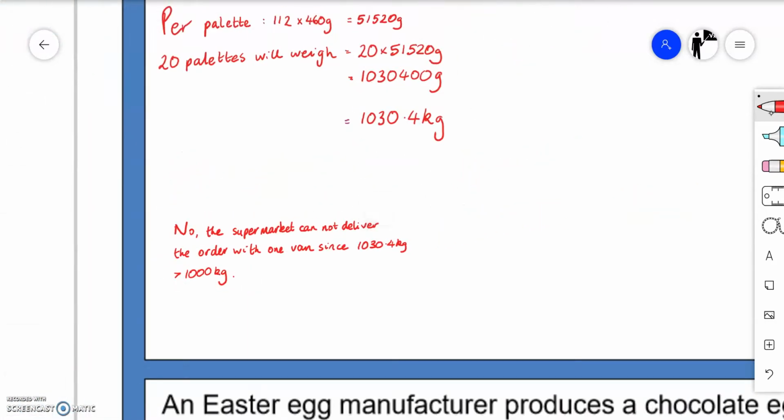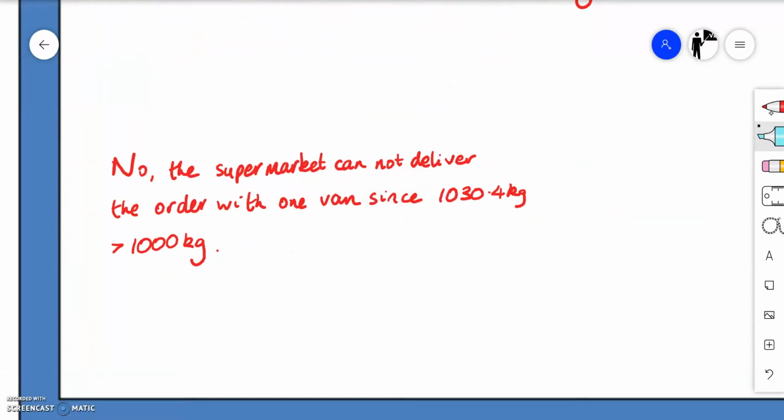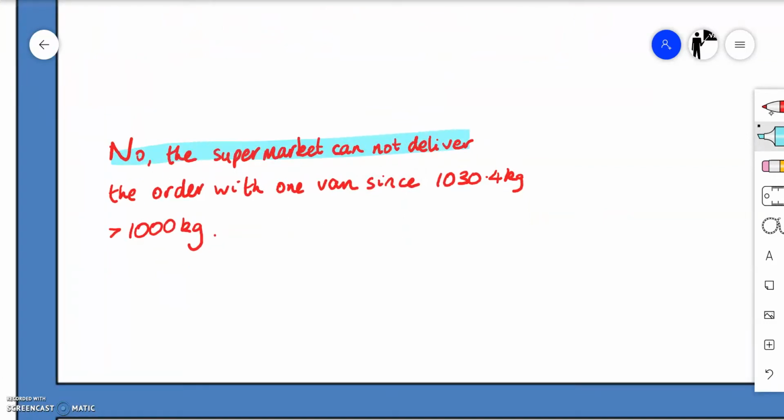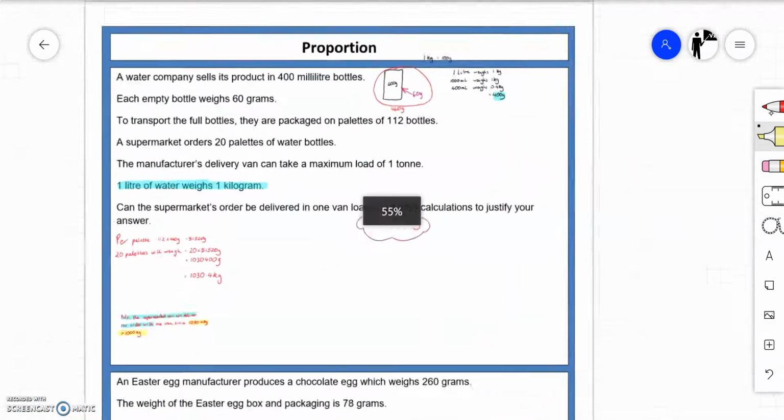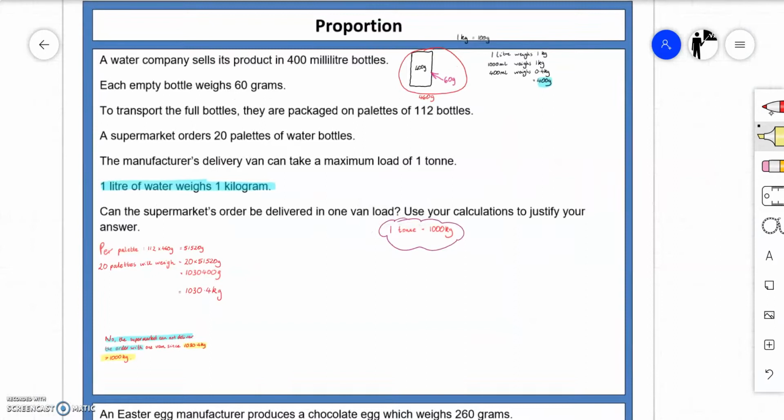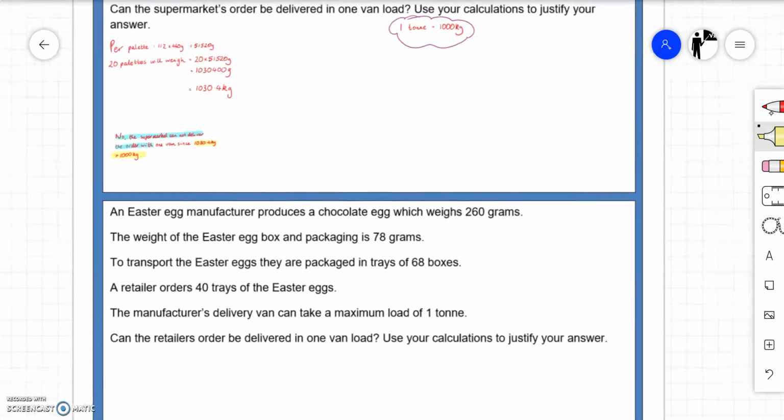When you're writing your statement at the end here, you need to relate it to the context, like what we've got here: no, it can't. And then you need to have a numerical comparison, since it actually weighs more than what it's allowed to weigh. There's a lot of information going on there, but if you just pause, I generally do draw pictures to help solve these problems myself. I'm just going to go through one more.